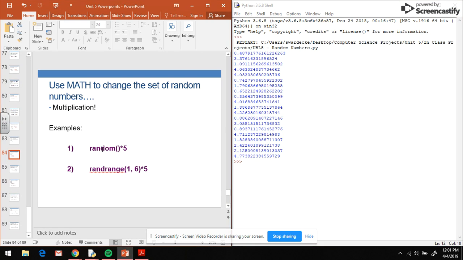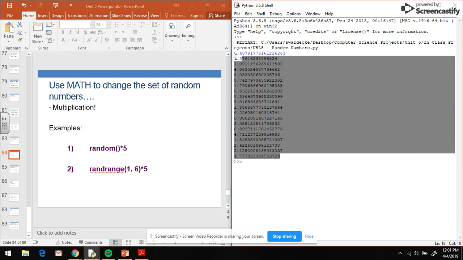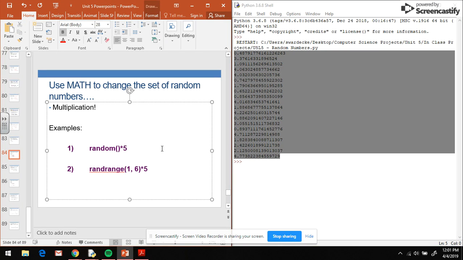So here with random, what this does is it expands our range to be from 0, and so I'm going to put a little enter here. Our random range, this is what it used to be. It used to be 0 was less than or equal to x was less than 1.